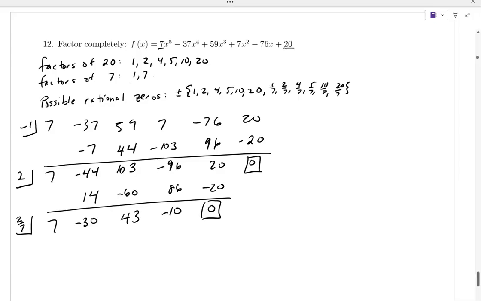I just did it in this order, mainly so that I wouldn't have to multiply by the fraction as many times. That was why I did the -1 and the 2 first. It's not any huge secret.